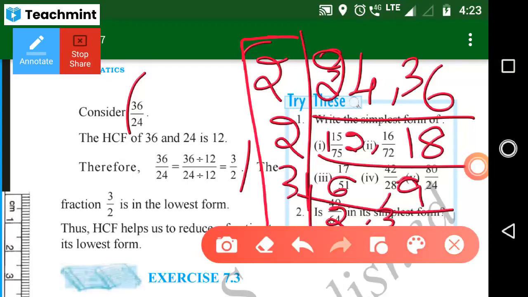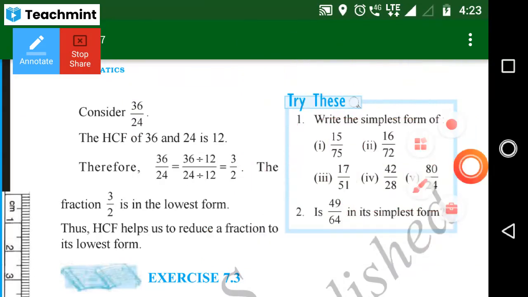So you just multiply these values, then you will get the answer 12. Otherwise, another method is there. So you just find it out like this. Two methods here. I will explain.